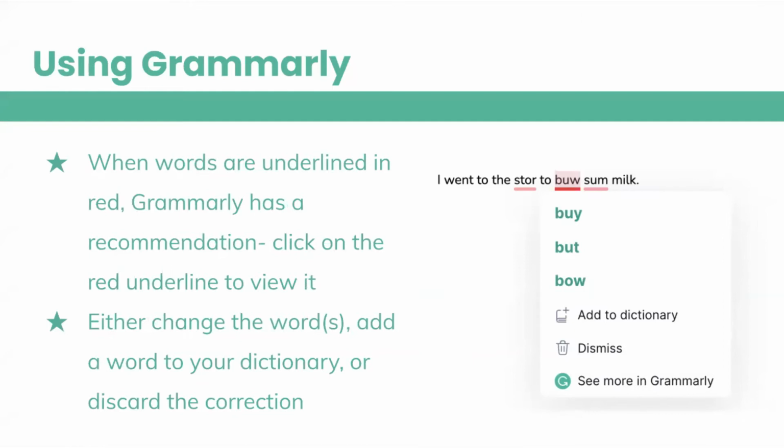When words are underlined in red, Grammarly has a recommendation for you, so you can click on the red underline in order to view it. You can either change the word or words, add a word to your personal dictionary, or discard the correction if you know, for example, that it's a name that you spelled correctly, but it is mistaking it for something else. In this case, you can also add it to your personal dictionary, which means that it will not appear as incorrect anymore because it is now a word for your computer and for your account.